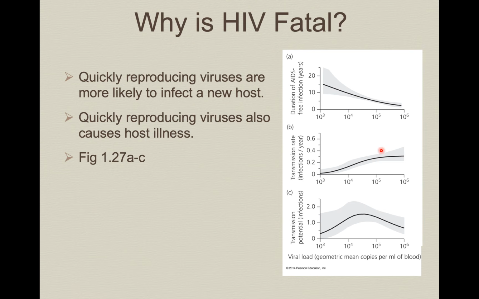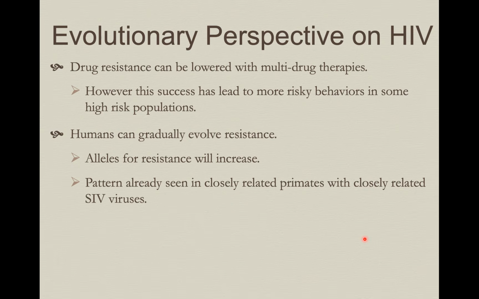But again, the transmission rate, a higher viral load in the blood supply is associated with more likelihood of transmission infections per year compared to a low infection rate. So this means if you're going to look at the most likely transmission potential, the highest number of infections is going to be at an intermediate level of viral load, which means an intermediate virulence.